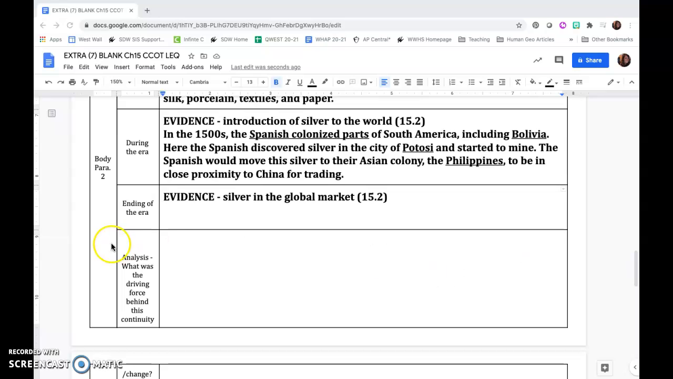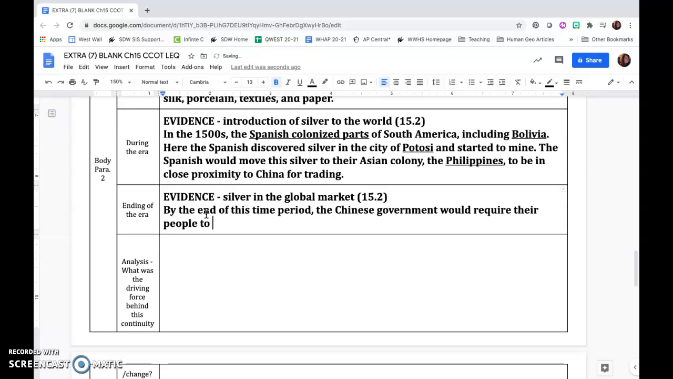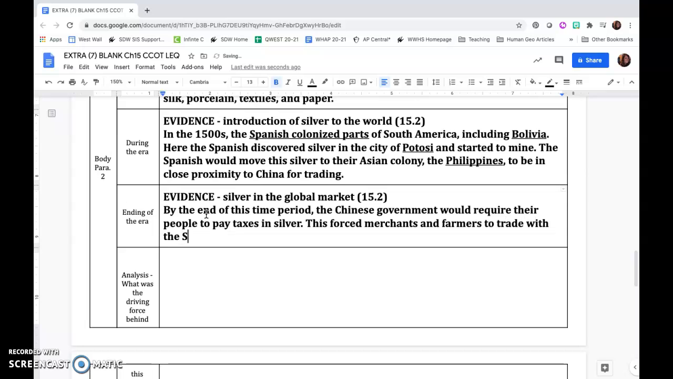So what I am going to write is, by the end of this time period, the Chinese government would require their people to pay taxes in silver. This forced merchants and farmers to trade with the Spanish in order to get silver for taxes.